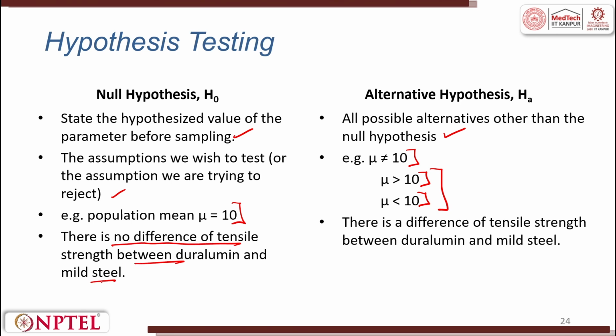In a null hypothesis, there is no difference of tensile strength between duralumin and mild steel. This could be a null hypothesis statement. There is no difference in tensile strength. The alternative would be there is a difference of tensile strength. That is, what we wish to prove or what we wish to work upon is the alternative hypothesis, that there is a difference between the tensile strength. This is the alternative hypothesis to be rejected or accepted.